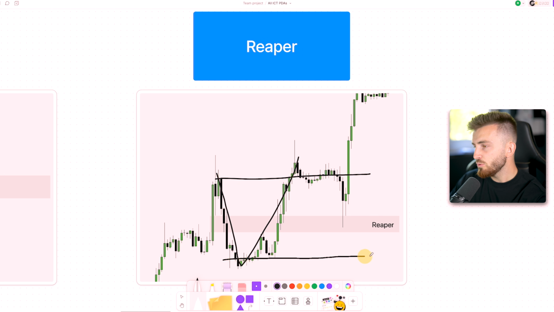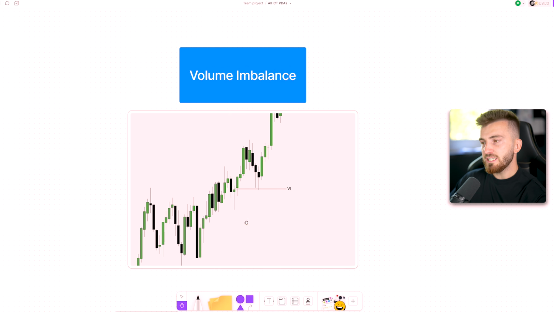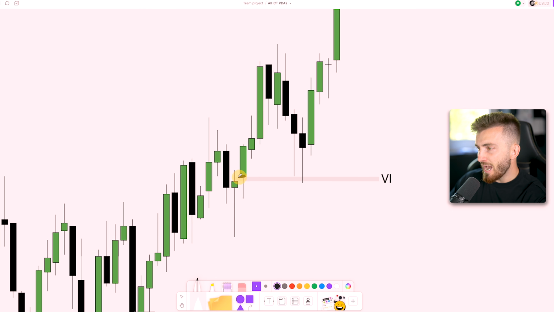So this you will see is an order block, and this is the fair value gap that is in the discount. So the discount is the 50%. This is underneath. This is the fair value gap that we extend and gives us the Reaper. Then last but not least, in terms of just normal gaps, we have the volume imbalance, which is a gap between the close and the open of a candle. This is what we call a volume imbalance.